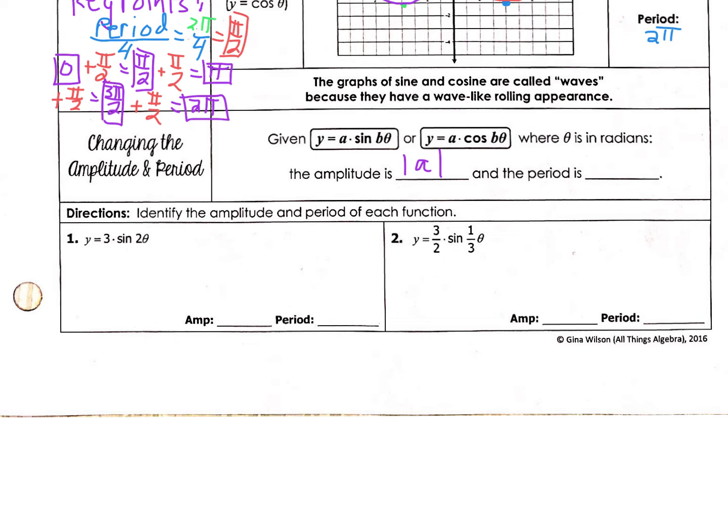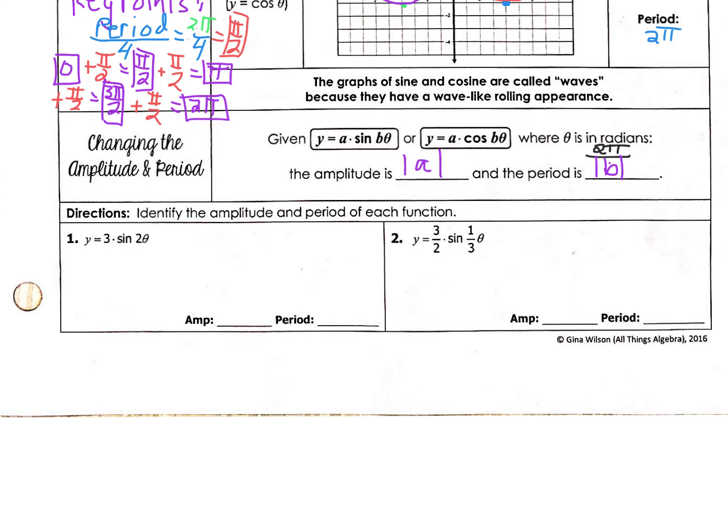And then if you have a value in front of your angle measure, theta represents your angle measure. If you have a number in front, here or here, that's called B. And B is going to affect the period. So the period is going to end up being 2 pi, and then you are going to divide by the absolute value of B. That will stretch or shrink your period.